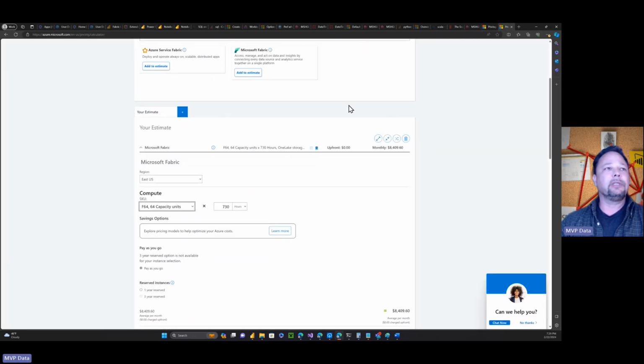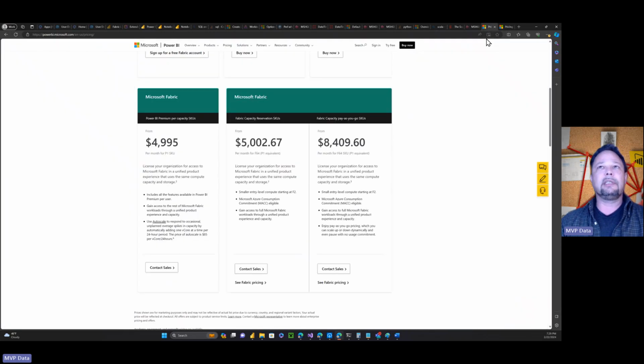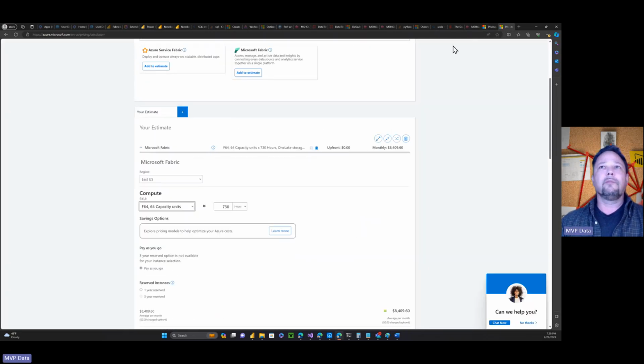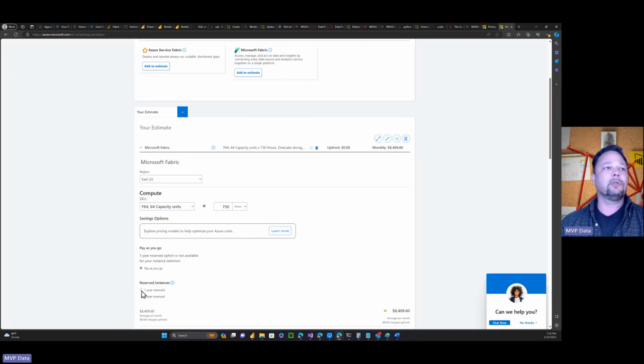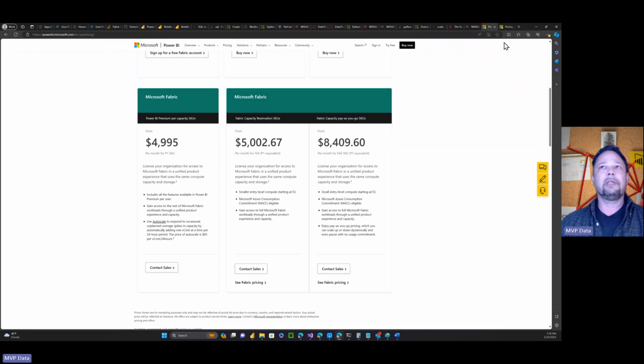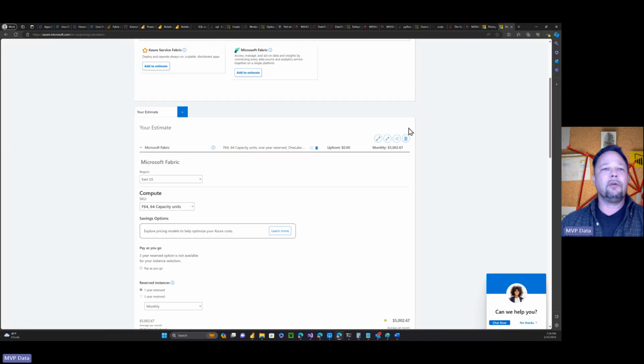So here I've got the Azure pricing calculator put up, and I've got an F64, and it's pay as you go, and there's that 840960, which is this guy right here. And then if I switch this to a 1 year reserved, now it's $5,202.67, which is this price right here. But that's not the whole story, right?